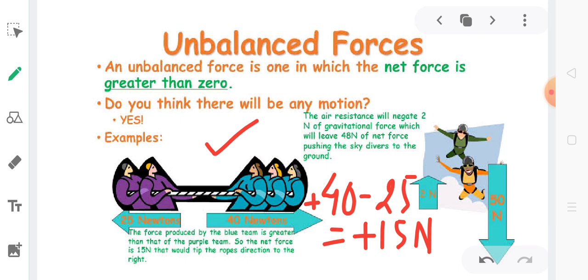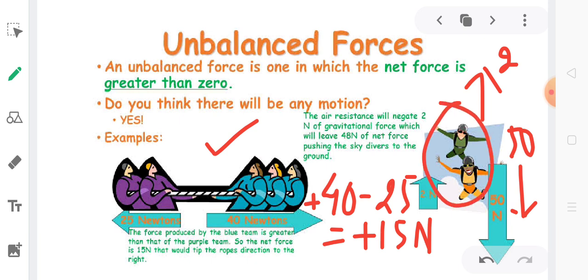Similarly, in the other example, the air resistance will negate 2 Newton of gravitational force, which will leave 48 Newton of net force pushing the skydivers to the ground. You can see that in the downward direction the weight is acting 50 Newton, while in the upward direction the air resistance is 2 Newton. So downward direction 50, upward direction 2. So 50 minus 2, the net force on the divers will be how much? 48 Newton. So this is a very good example of an unbalanced force.